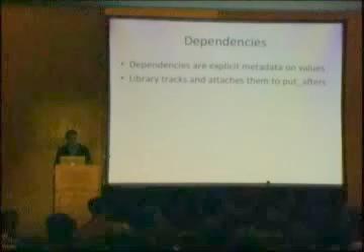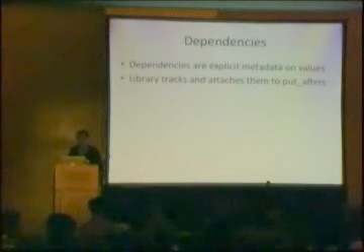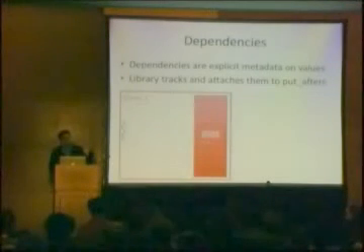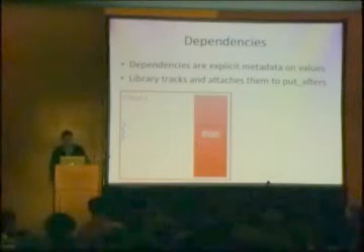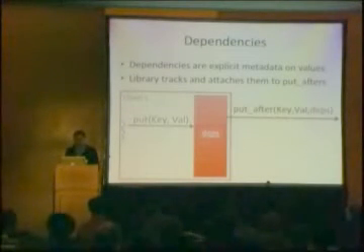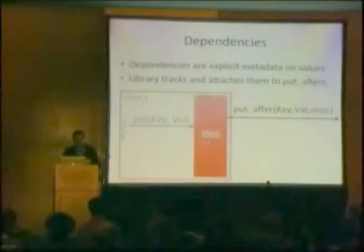So as I mentioned, dependencies are these explicit pieces of metadata on values, and one of the main functions of our client library is to track them and then attach them to put after operations. So let's see how we do that. Here we have some client, client 1, and it already has a bunch of dependencies stored here in deps. When the client sends us a put operation, we'll send this out as a put after and include all of our currently stored dependencies.